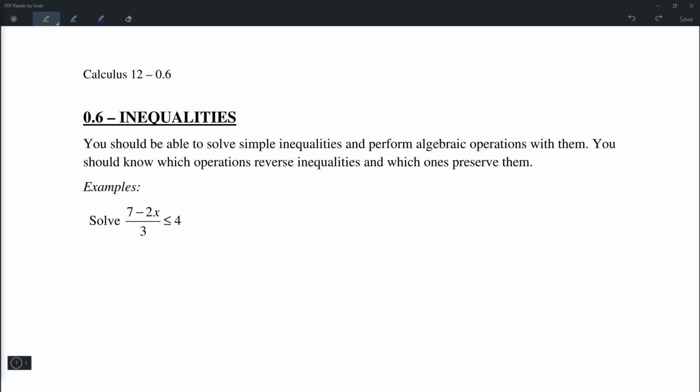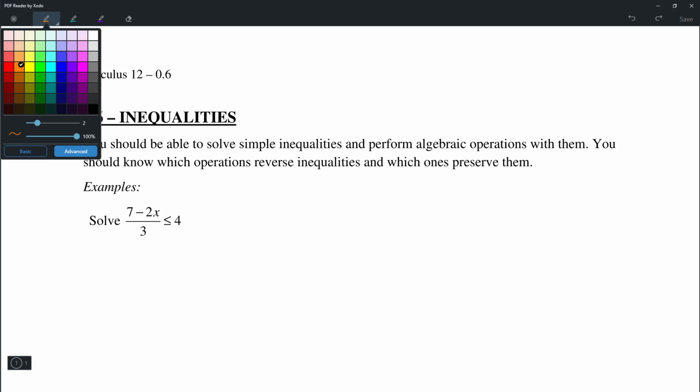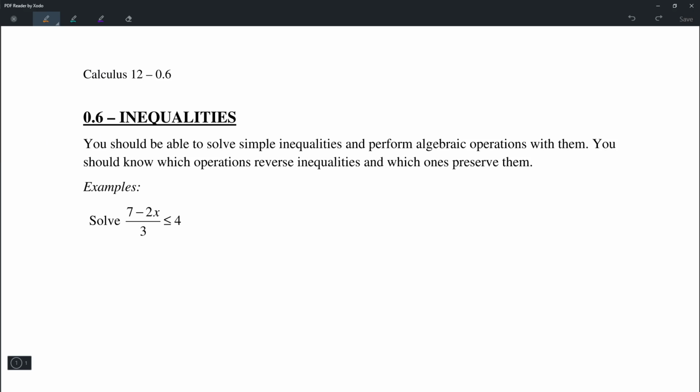Hello everyone. So today we're going to go over section 0.6, inequalities. There are a few examples of different types of inequalities that we'll be looking at today, starting with the first one. Here we have (7 minus 2x) all over 3 is less than or equal to 4.